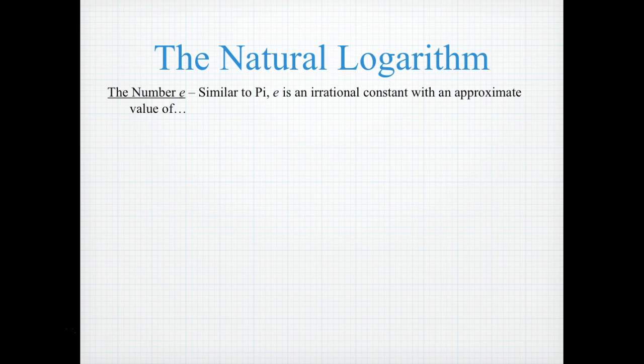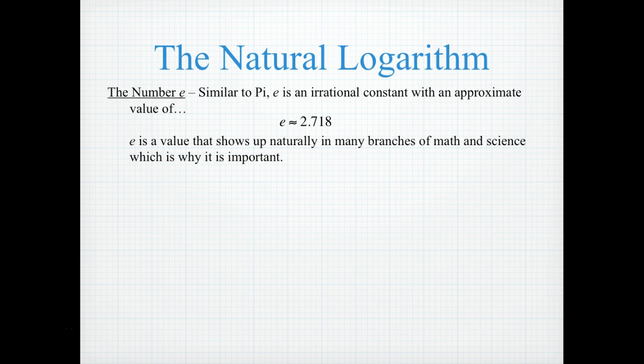Similar to pi, the number e is an irrational constant with an approximate value of 2.718. E is a value that shows up naturally in many branches of math and science, which is why it's important. Now, when e is expressed as the base of a logarithm, it's referred to as the natural log.